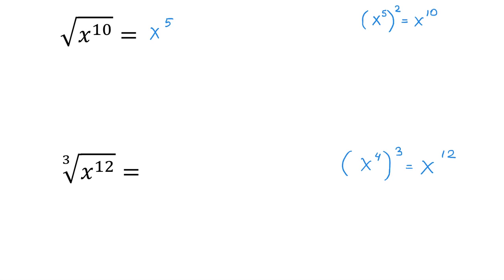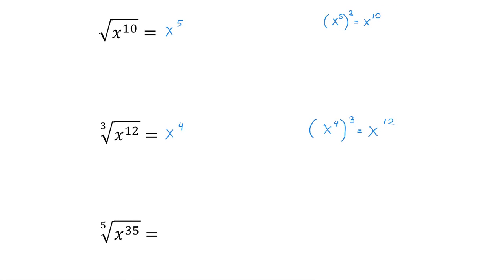Then we can say that the cube root of x to the power of 12 is x to the power of 4. Now let's see another example. Down here we have the fifth root of x to the power of 35. And because the index is 5, we need to find an expression that we would raise to the power of 5 and we would get x to the power of 35. This expression would be x to the power of 7, because 7 times 5 is 35. So then, the fifth root of x to the power of 35 is x to the power of 7.